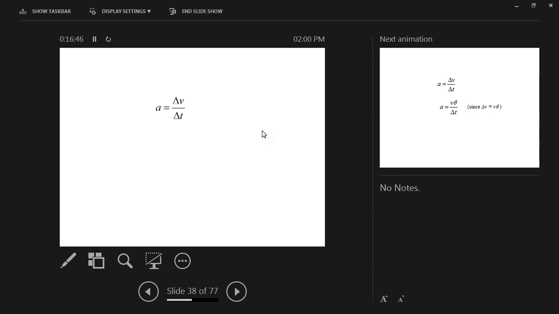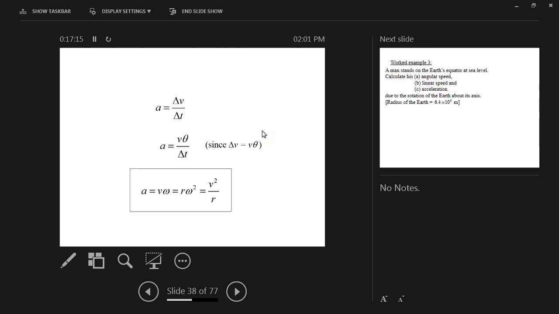Okay, so your acceleration is change in velocity over time. Change in velocity, we obtain the expression is V theta, because it's similar to the arc length, where the arc length s equals r theta. Here, I compare the triangle, so the arc length is replaced by delta V, where the r is the speed V. So you end up with V theta over delta T.